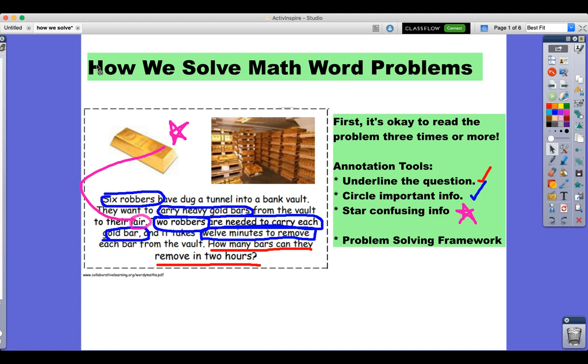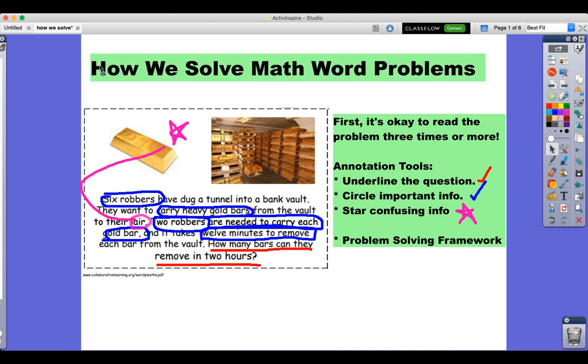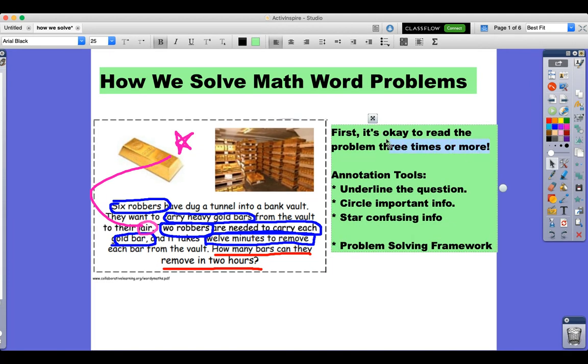This video is about how we solve math word problems. Now, I don't know about you, but whenever I read a word problem, sometimes I don't understand it the first time. So, one of the strategies that we've learned in practice is that first, it's okay to read the problem 3 times or more. Okay? So, if you read it the first time and it doesn't make sense, or you feel like there's too much information, it's okay to read it 3 times or more.